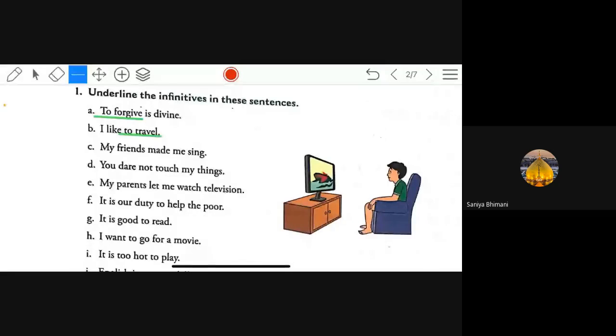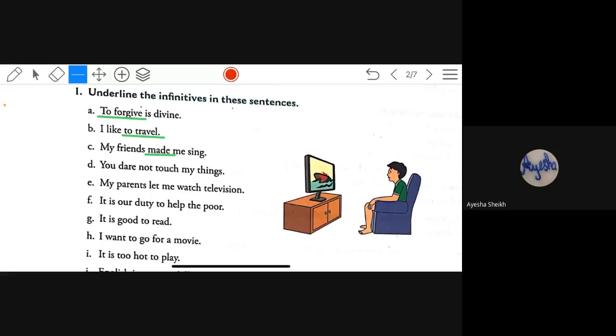Find out the verb. I told you every time, "to" will not be there. Sing. Missing. Is that the verb? Look carefully. Verb is an action word. Sing. Made. My friends made me sing. So made is the verb over there.